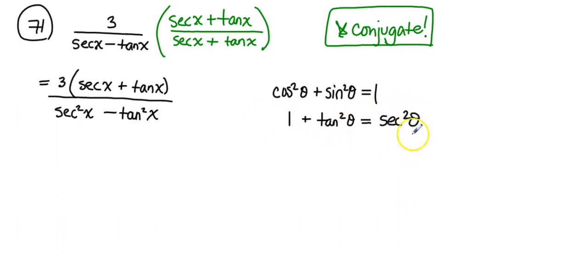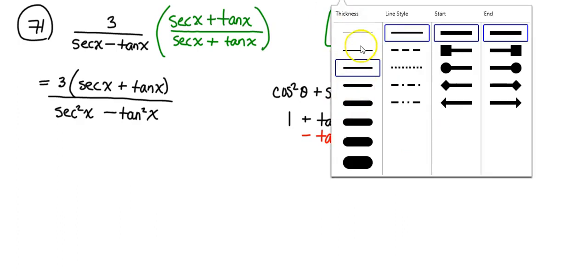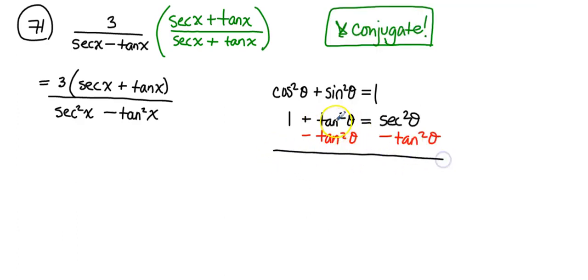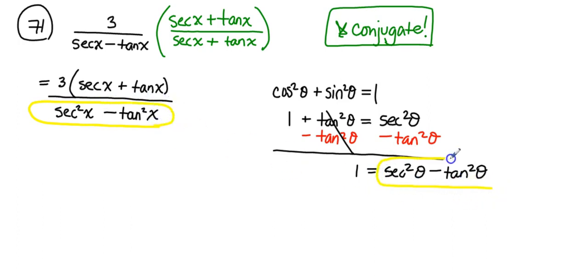So this is pretty awesome, right? Now, I'm trying to get secant minus tangent. I can accomplish that by subtracting tangent over to the other side. So now I have 1 equals secant squared theta minus tangent squared theta. And bam, that's what I needed. Check it out. Secant squared minus tangent squared.